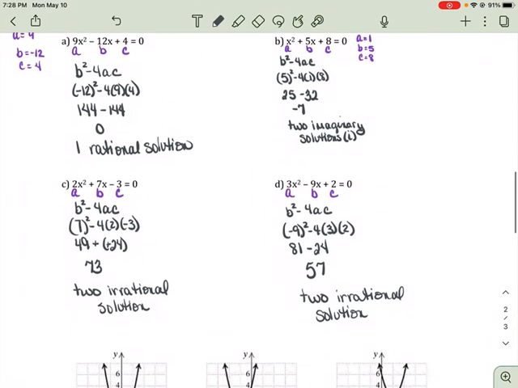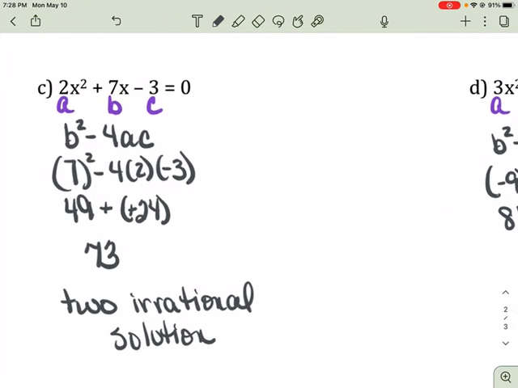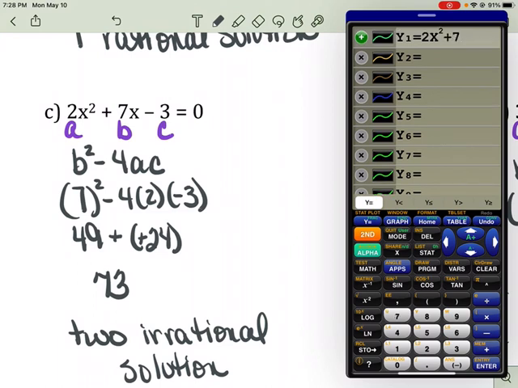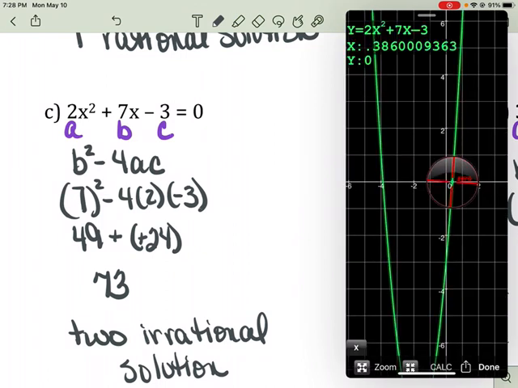Okay. All right, so graphically, this is what we're going to see. Okay, so if I graphed, let's say this guy. Okay, so let me pull up my calculator. Let's go to y equals. All right, so 2x squared plus 7x minus 3. Now, according to what we found, it says two irrational solutions. That means we're going to cross the x-axis, but it's not going to be a nice number. There he is. Notice it's like 0.386. This guy here is negative 0.886. Not nice perfect squares. Two irrational solutions.